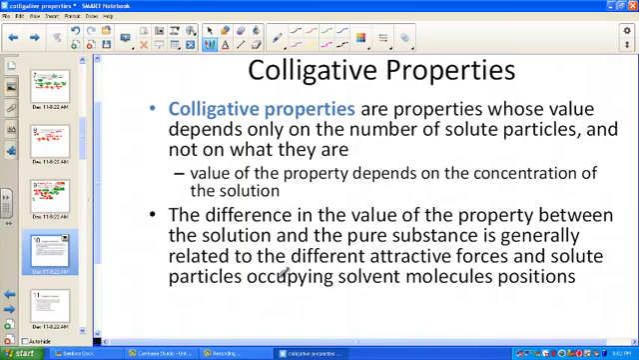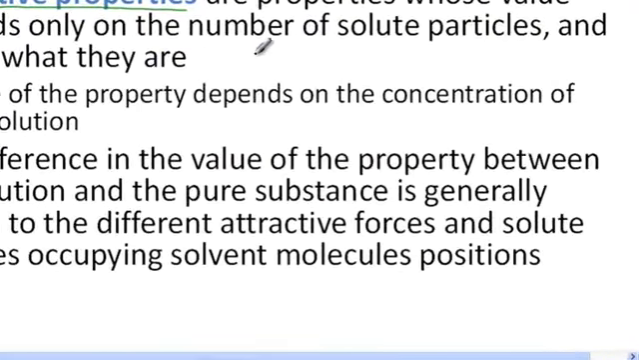Now that we've talked about colligative properties, molality units specifically, we're ready to begin talking about those physical properties of solvents that change when we add a solute to the solution. Colligative properties are defined as those properties whose value depends only on the number of solute particles and not on what they are.